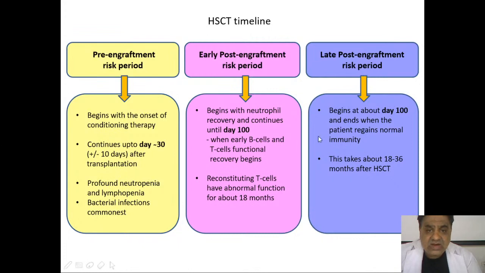In the early post-engraftment period, the stem cells are trying to take in the human being, and the immunosuppressive drugs are also being given to suppress that, from day 30 to day 100. So day 31 to 100 is the early post-engraftment period, when early B and T cell functional recovery is beginning. Reconstitution of the T cells takes some time; they are not fully normal, they are abnormal in the beginning, and their functions are not so full.